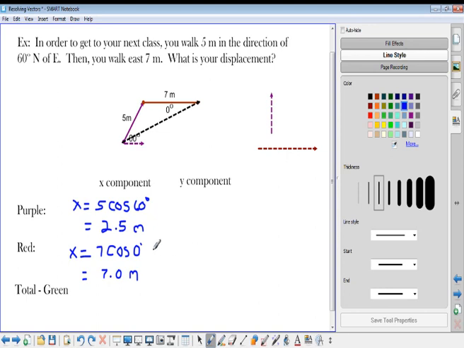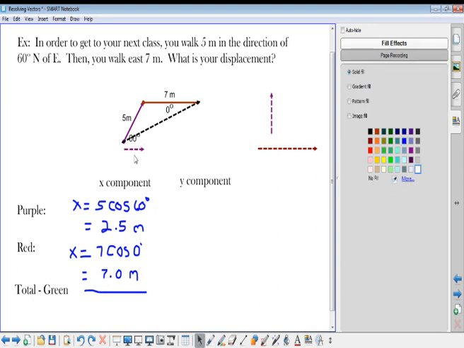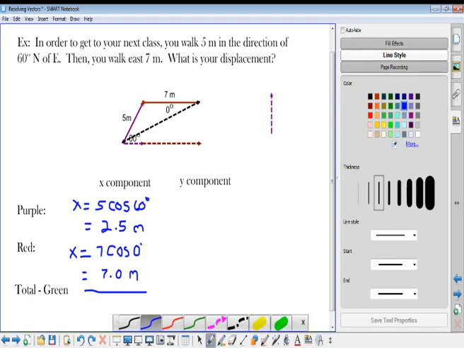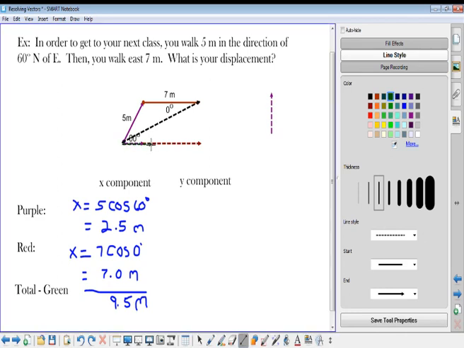You can put these into your calculator, pause the video, put them into your calculator, and double check my math. And let's just add them up right now. In order to get the total x component, what I mean is this purple vector plus this red vector. I'm going to add 2.5 plus 7.0 to get 9.5 meters. I called that green on my screen because I'm going to change the color here to say that this whole x component now, which is in green, is going to be 9.5 meters long.